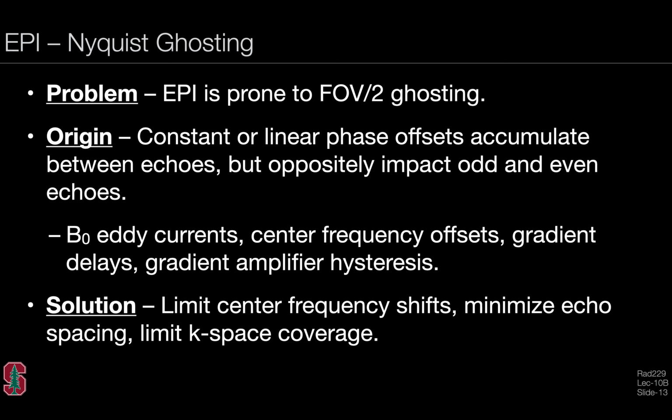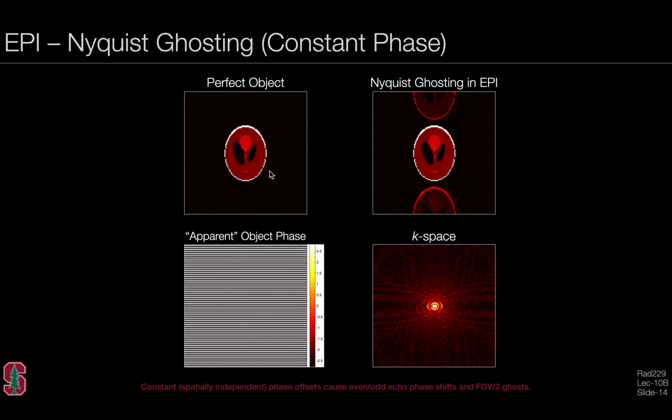So here's an example again of our perfect object, and let's assume we have a constant background phase of a few radians, but the sign of that phase is alternated between, say, the odd and even echoes, and so we have this alteration of the apparent phase in the object as the lines are being acquired. And this will lead to Nyquist ghosting. This difference in phases between the acquired echoes will lead to Nyquist ghosting, which is a field of view over 2 artifact. Nothing especially obvious in the k-space data for this particular kind of artifact.